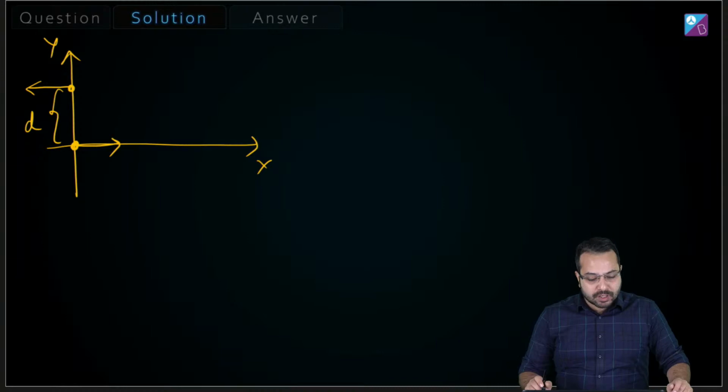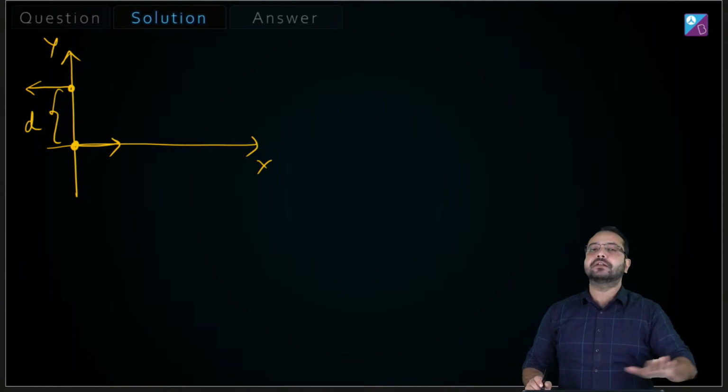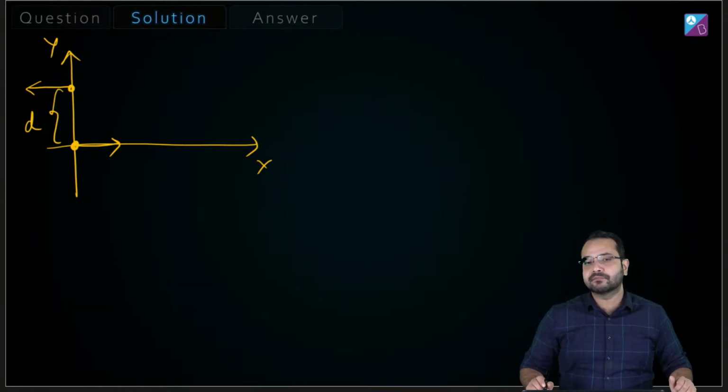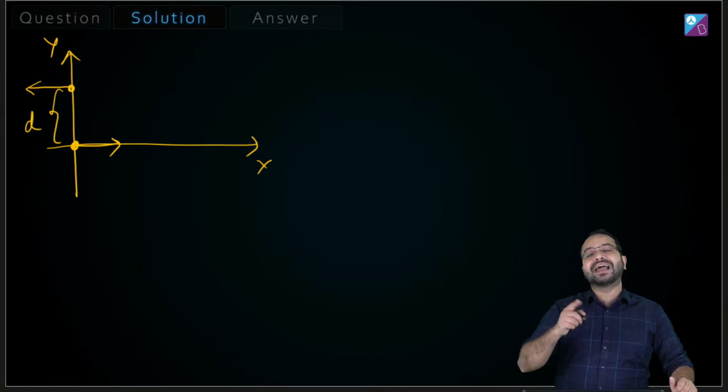Okay, so I should apply a magnetic field perpendicular to the velocity, that's for sure. I should apply the magnetic field perpendicular to the velocity. Otherwise, it is going to be a helical path.